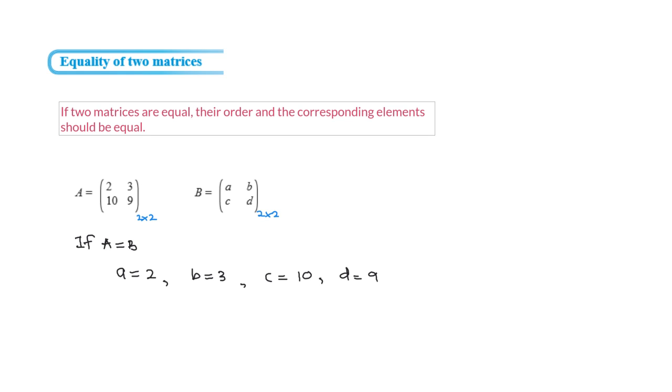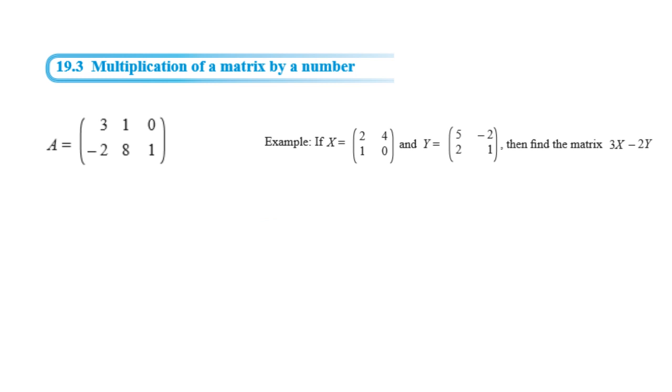Okay, kids, now you can try exercise 19.2. 19.3, multiplication of a matrix by a number. You have matrix A here, A equals 3, 1, 0, minus 2, 8, 1. If you are asked to multiply A by 5, you can write 5A is equal to 5 times A, 3, 1, 0, minus 2, 8, 1. What you have to do here is multiply all the elements inside by 5.